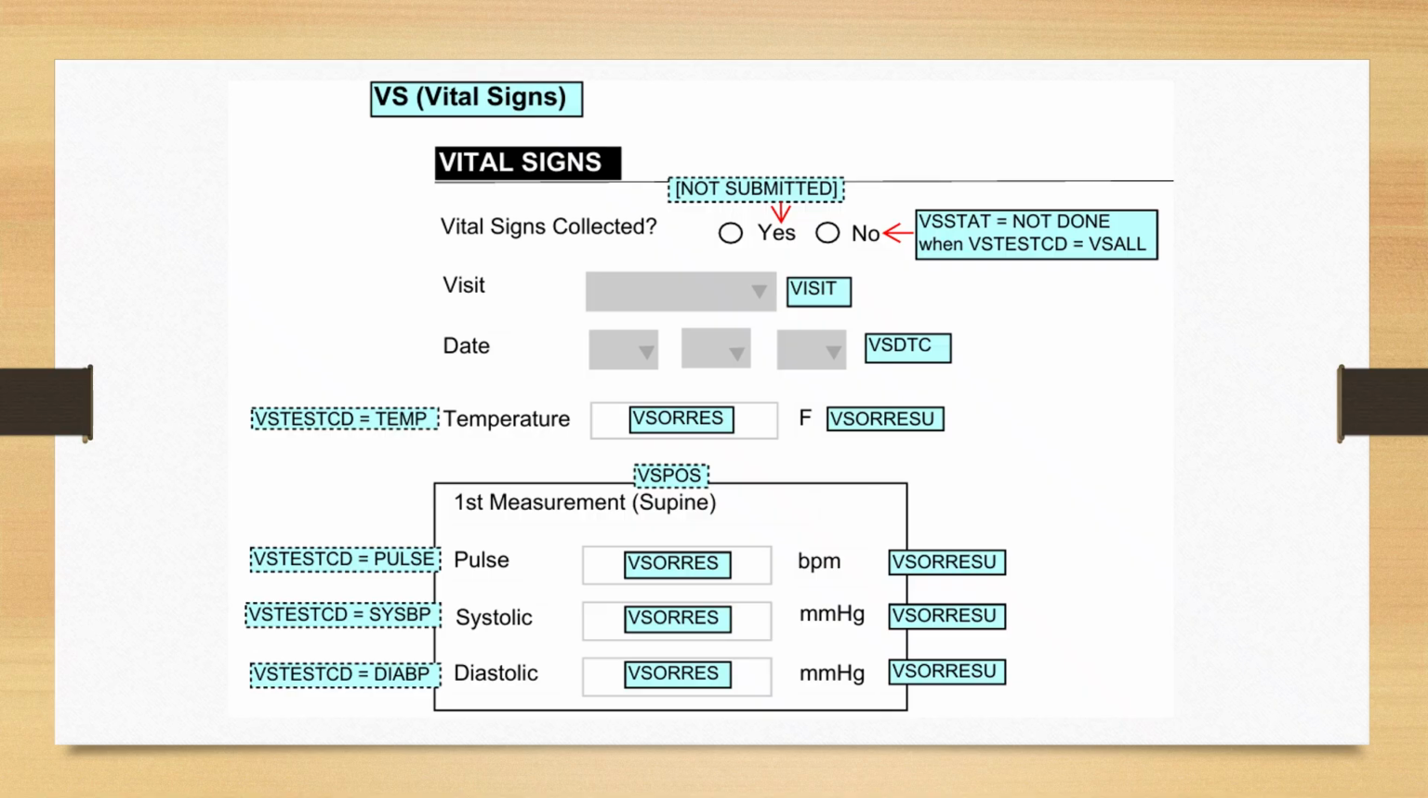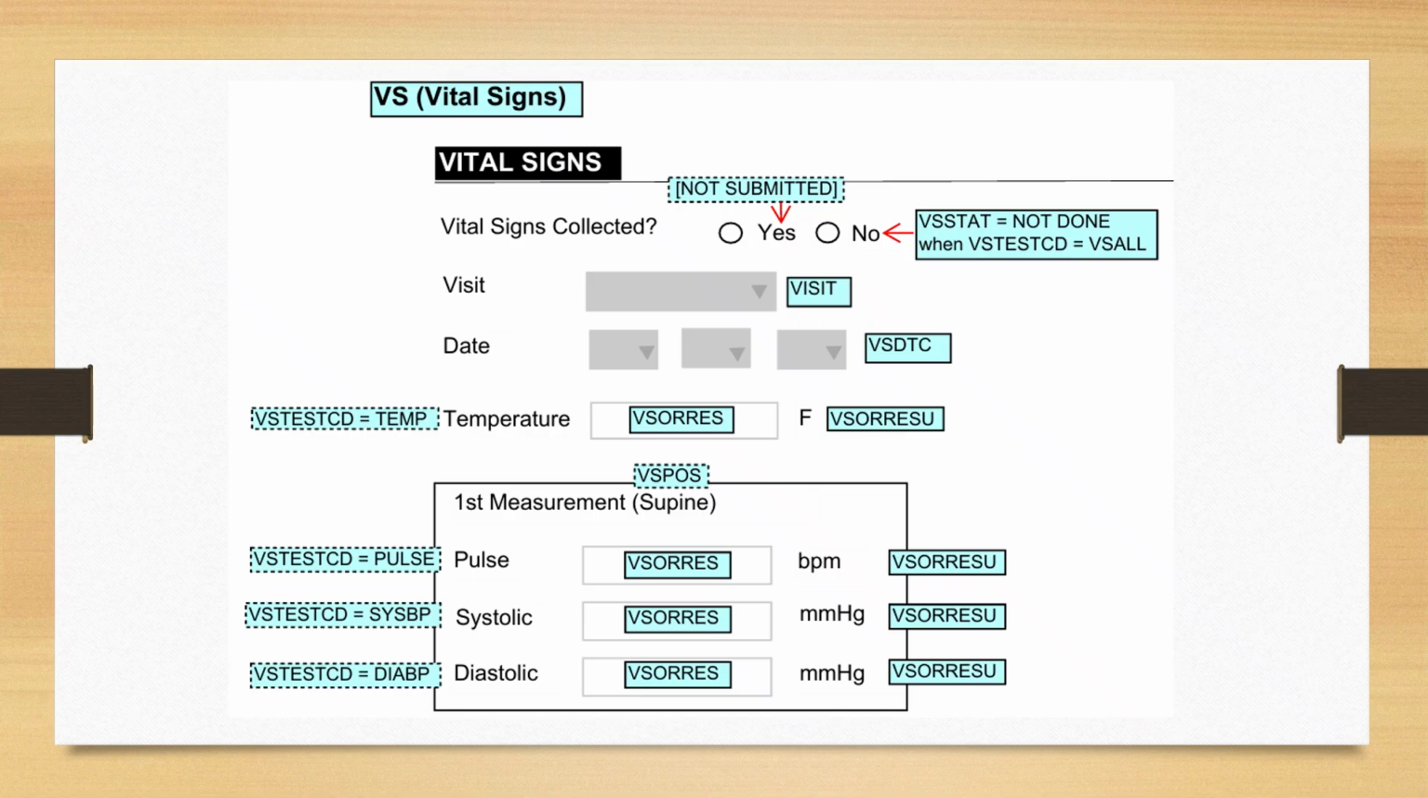But in case the vital signs were not collected, then we will select the response as no for this particular question. And in this case, when the vital signs are not collected, we will still create a record where the VSTESTCD will be VSALL, which means all the vital signs which are being collected in this study were not done for this particular visit, and we will have the VSSTAT populated as not done.